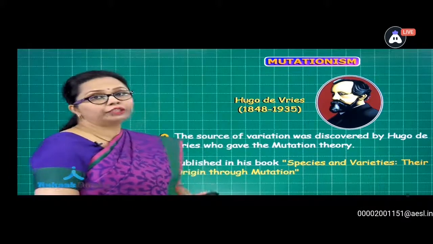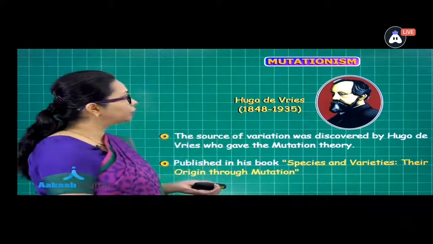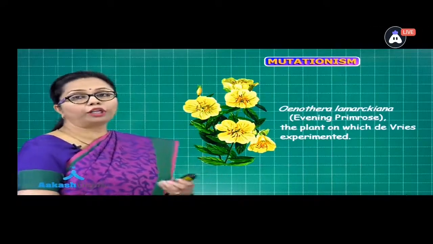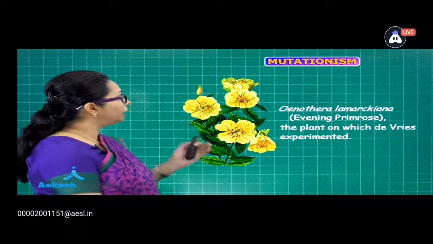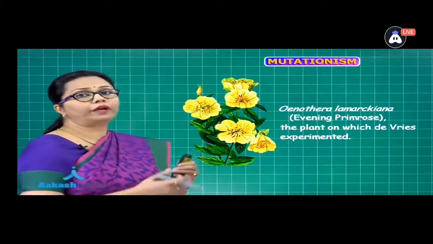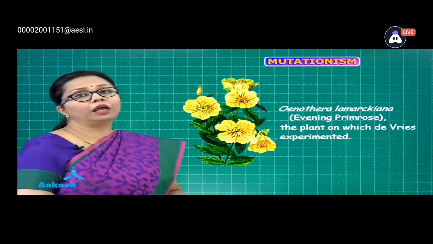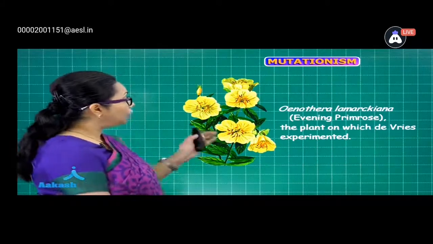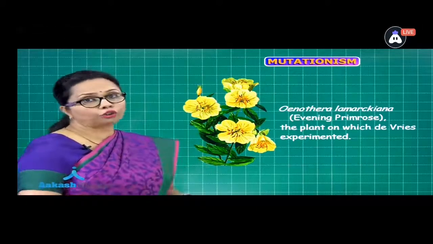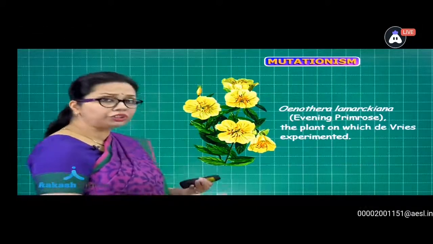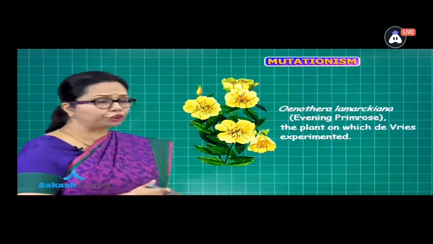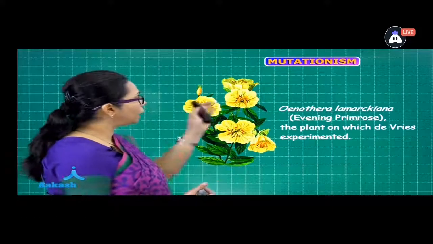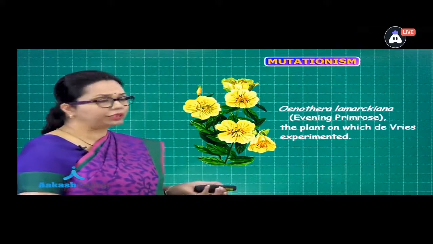Now, Hugo de Vries was a Dutch botanist. He experimented on a plant, Oenothera lamarckiana, or commonly called evening primrose, and he carried out a number of experiments on it, just like Mendel had experimented on Pisum sativum, that is the pea plant. And this plant also showed lots of different characteristic traits, like some were tall, some were short, the position of the flowers, and so on. These were there, and he carried out a number of selfing experiments in them.